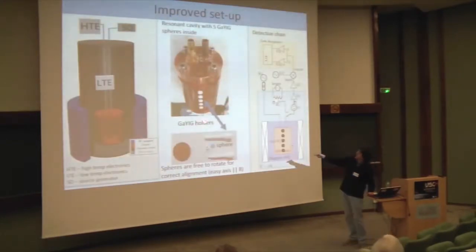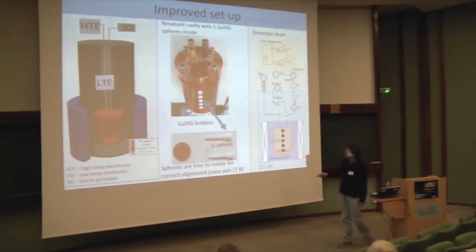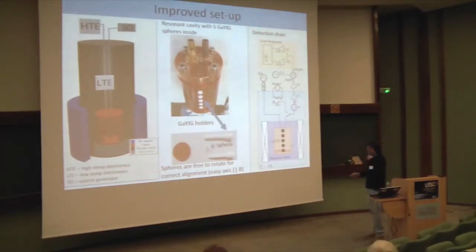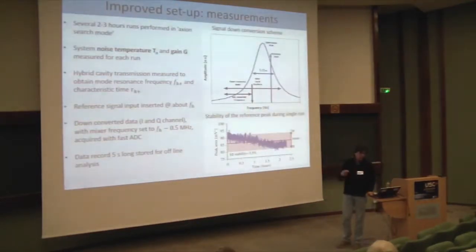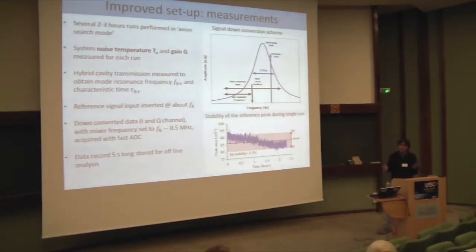This is the details of our setup. For example, the spheres are here and are placed inside the cylinder, just with this Teflon holder. The spheres have to rotate because they have to align to the external field. This is our detection chain. And again, the detection strategy is very similar to the one employed by IDMX, because we're still looking for excess power on a single beam in a power spectrum coming from the cavity, with very sensitive electronics.